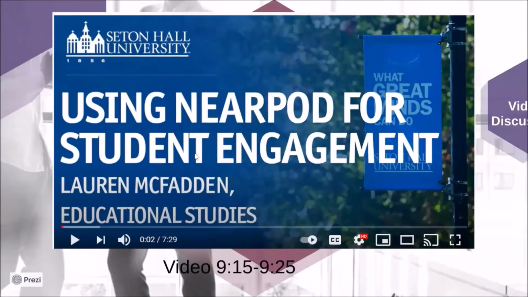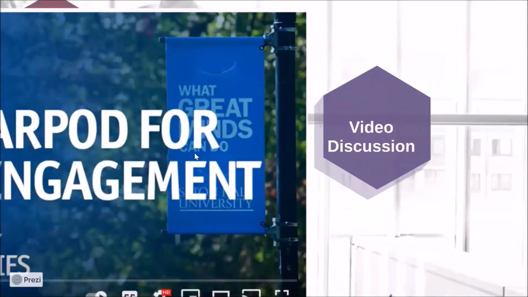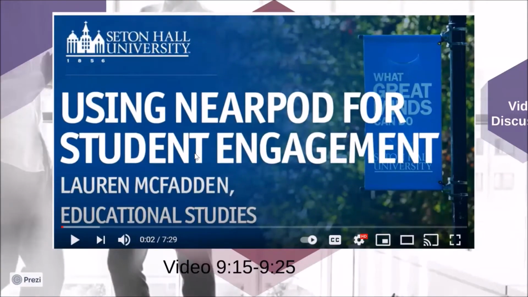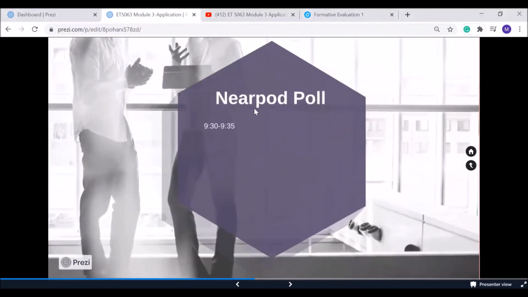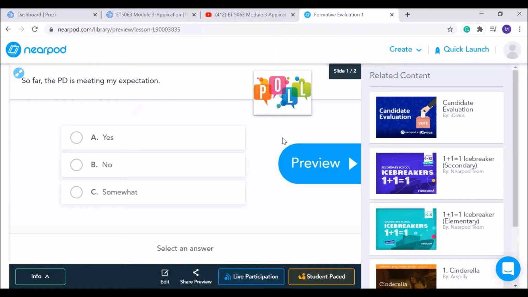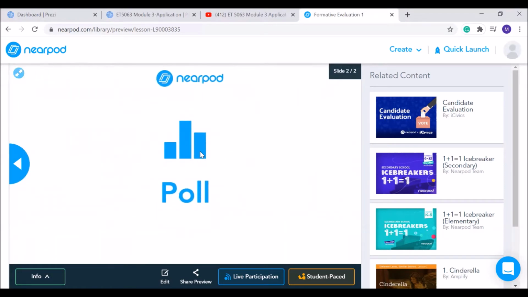There will also be a video about using Nearpod for student engagement. We will then have a discussion on the video about how these strategies from the video can be used in the classroom. Participants will then participate in their first formative evaluation, where a Nearpod poll will be used to assess the participant feeling of the PD so far in addressing student participation in their classrooms.